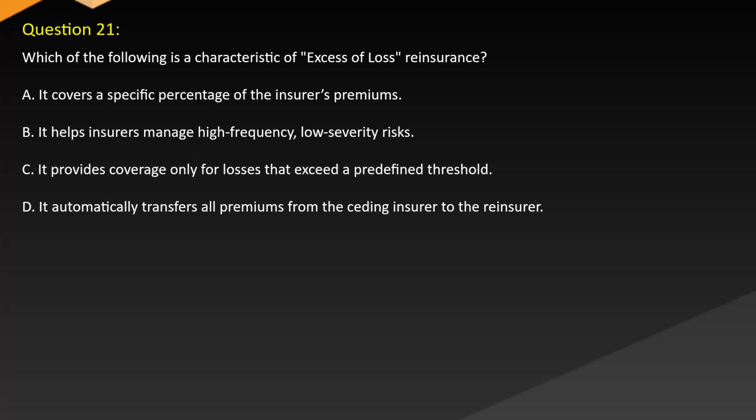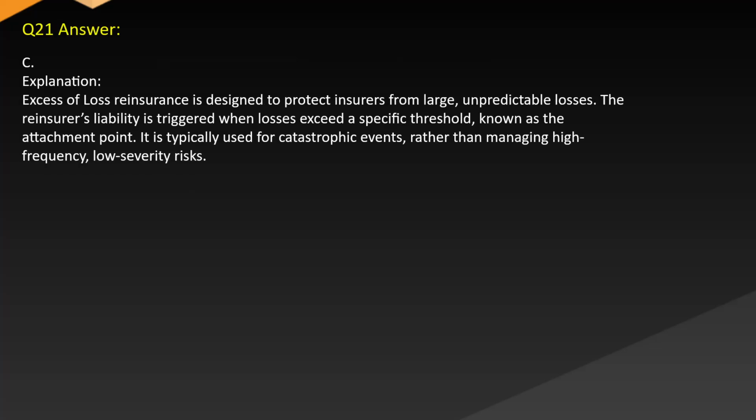A. It covers a specific percentage of the insurer's premiums. B. It helps insurers manage high-frequency, low-severity risks. C. It provides coverage only for losses that exceed a predefined threshold. D. It automatically transfers all premiums from the ceding insurer to the reinsurer. Answer C. Explanation. Excess loss reinsurance is designed to protect insurers from large, unpredictable losses. The reinsurer's liability is triggered when losses exceed a specific threshold known as the attachment point. It is typically used for catastrophic events rather than managing high-frequency, low-severity risks.